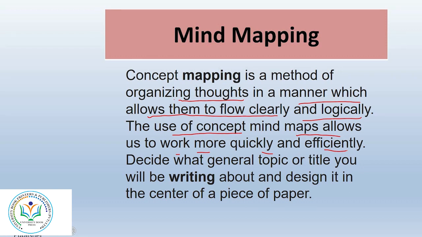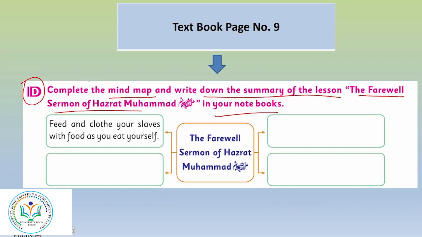Decide what general topic or title you will be writing about and place it in the center of a piece of paper. Like how? Look at this one. This is the main idea here. You are writing about it. You have to complete the mind map here by picking important words or details from the text.